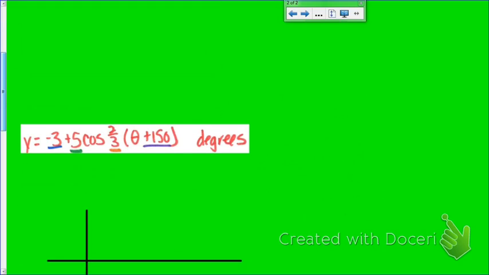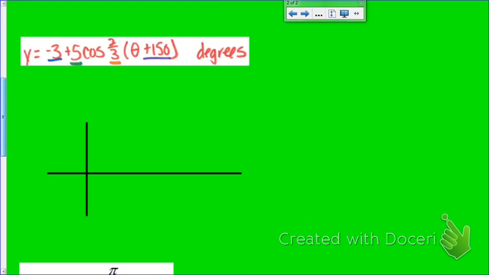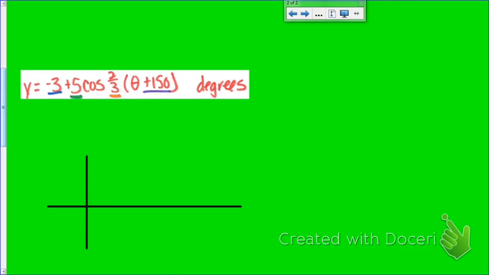Okay, so we're going to graph this function right here. In order to graph it, we're going to determine all 4 things that we just talked about. The very first one we're going to find is A, my amplitude. The amplitude is that number that's multiplied by the front, so in this case my amplitude is 5.